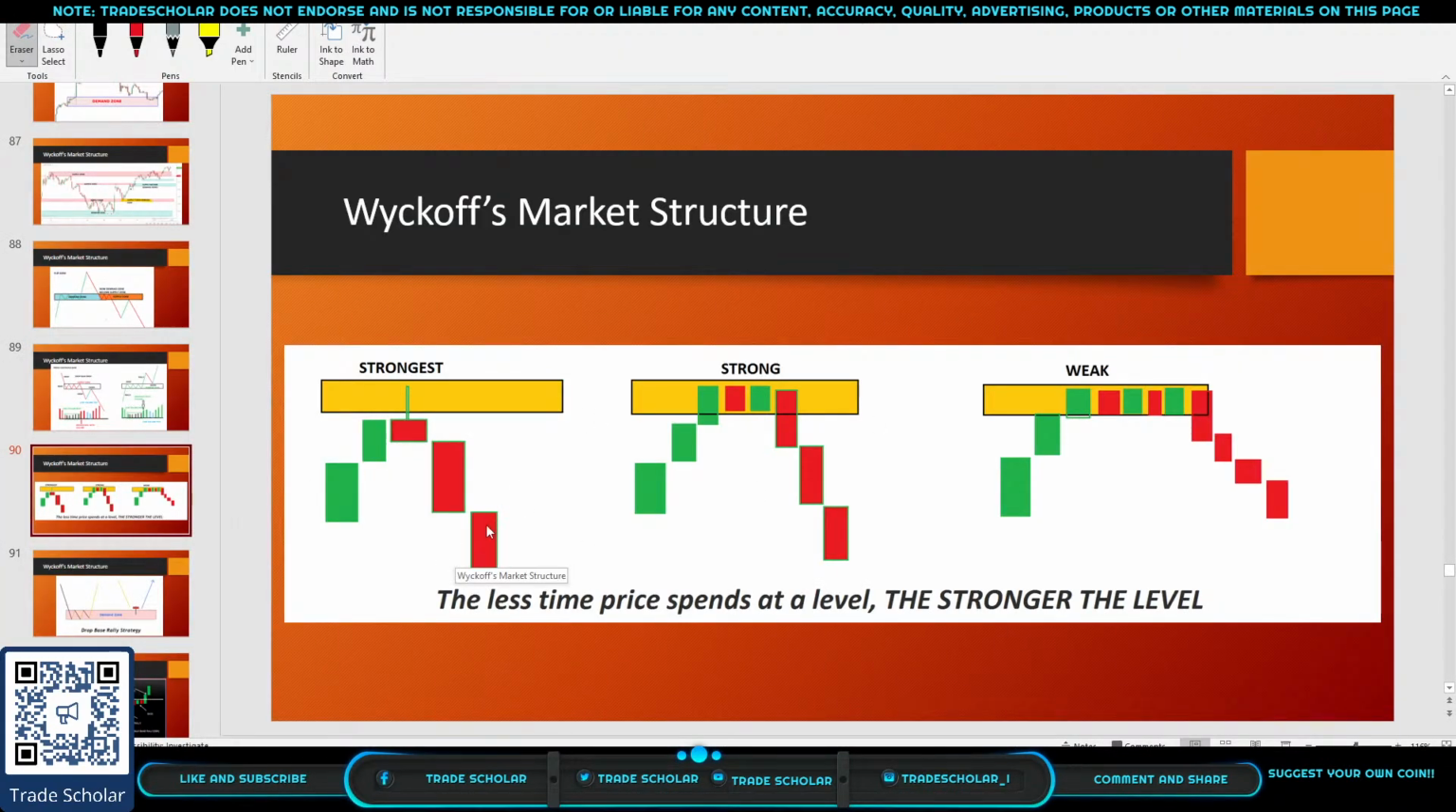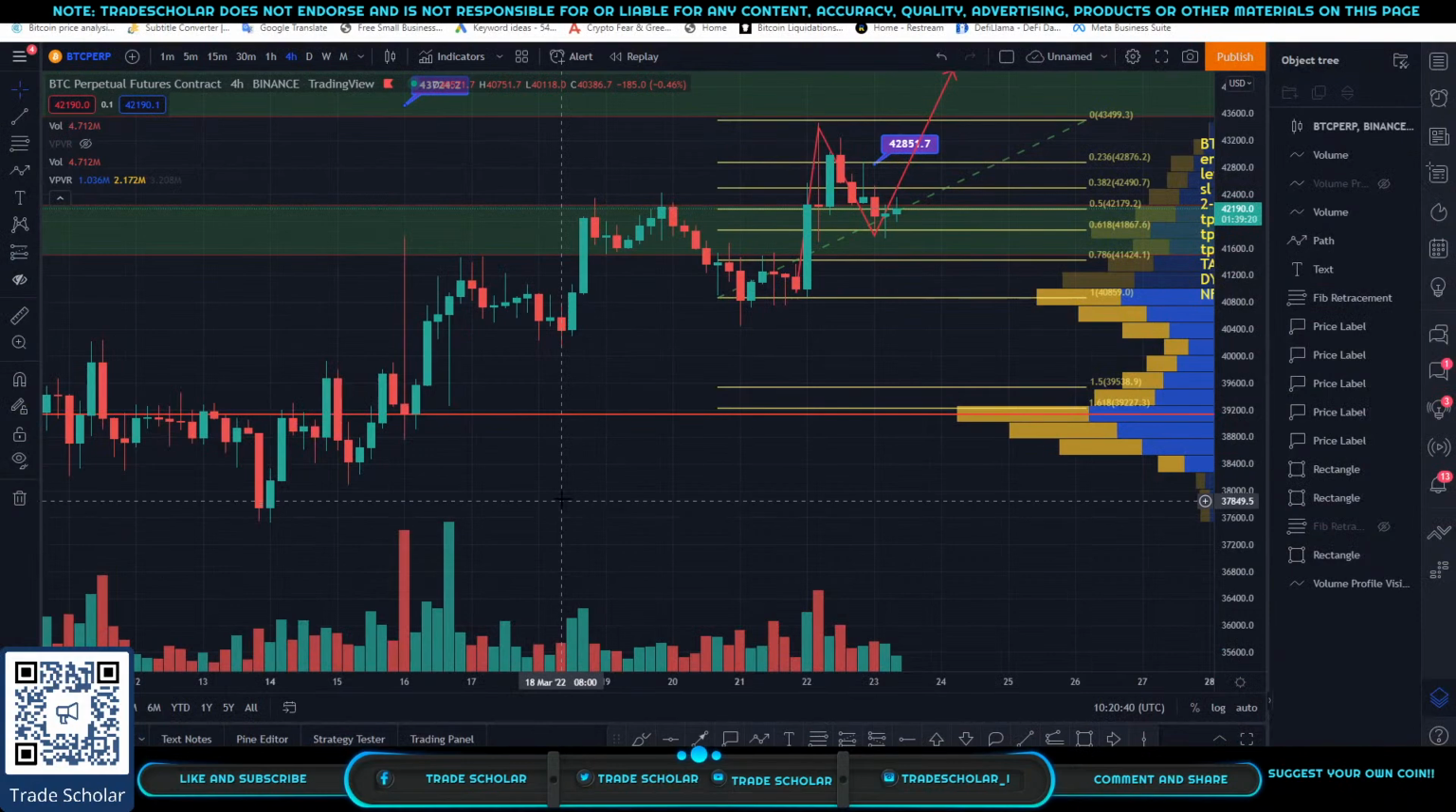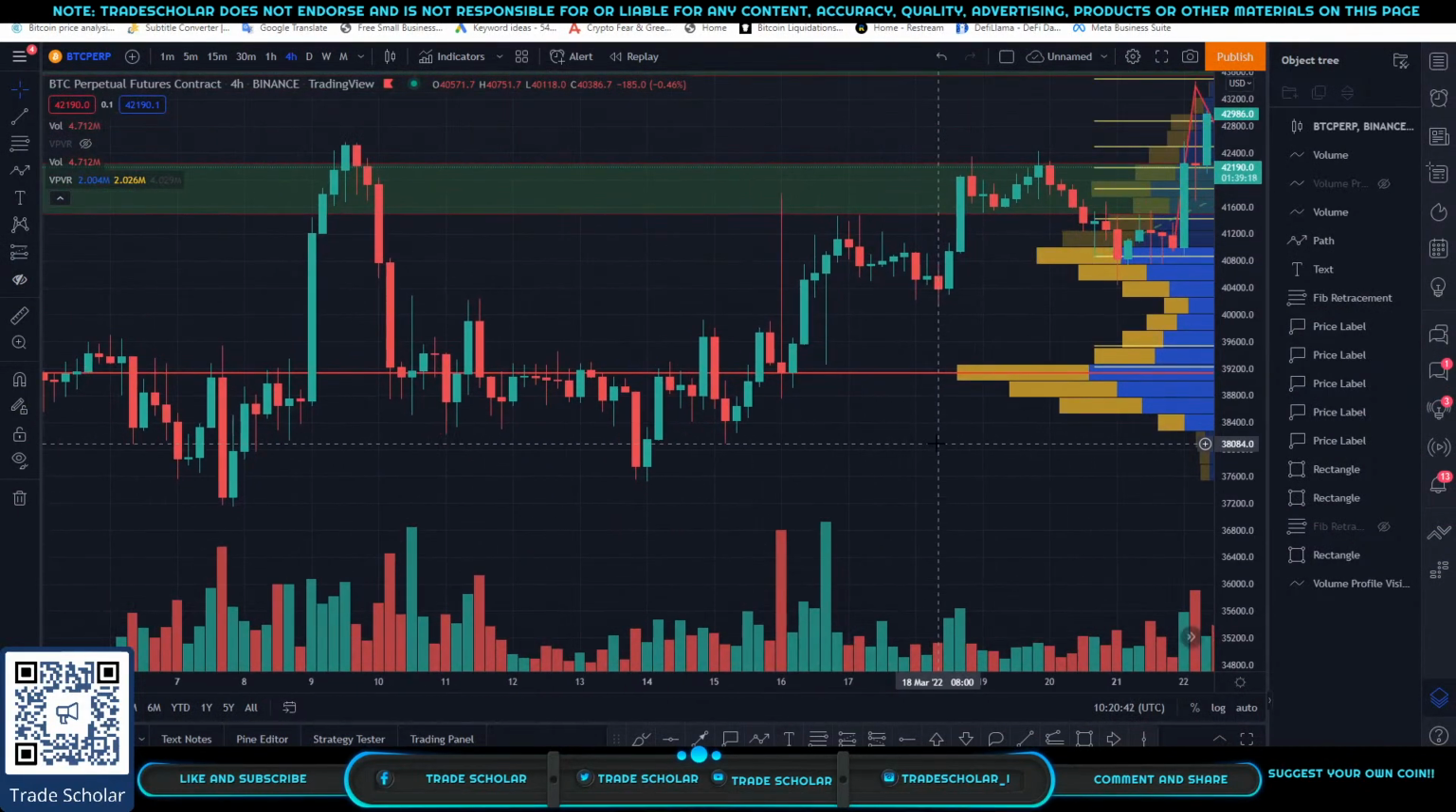Okay, so this is the demand and supply, drop base rally strategy. After drop base and then rally, it went up again. So it should look like this one. Drop, you have a hammer touching the demand zone. It shows a hammer, then it pumps again. What example do we get from that one?